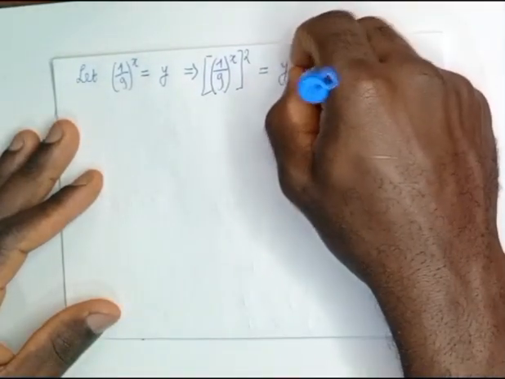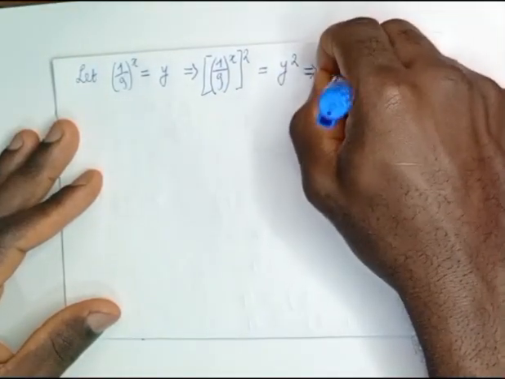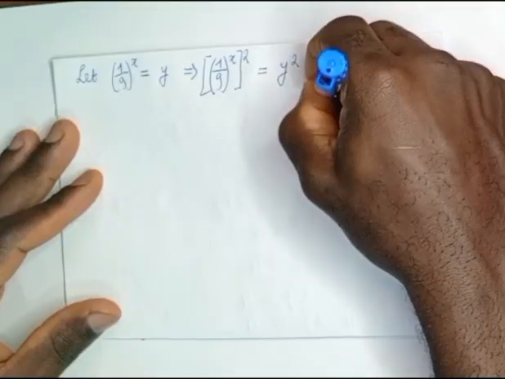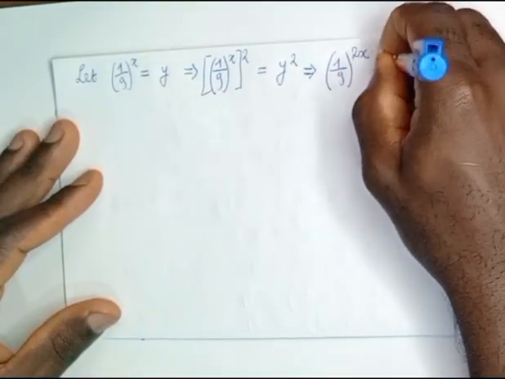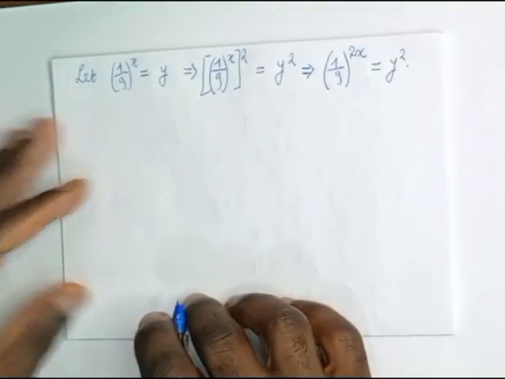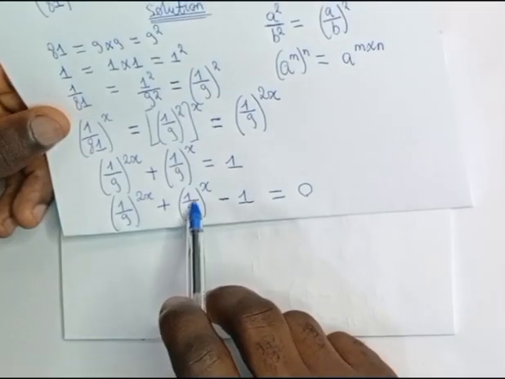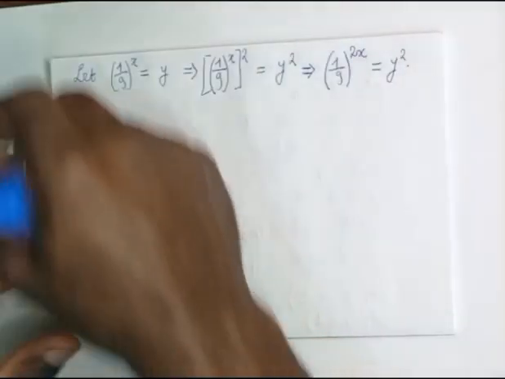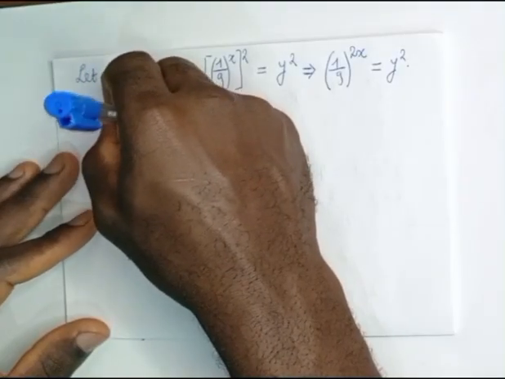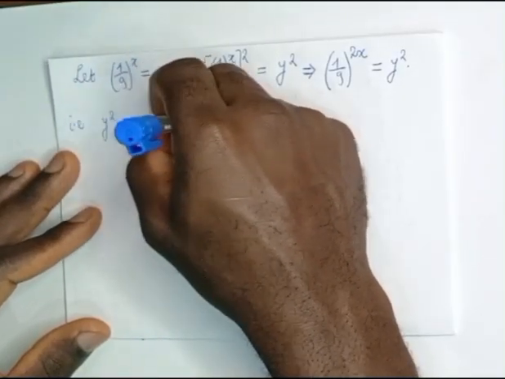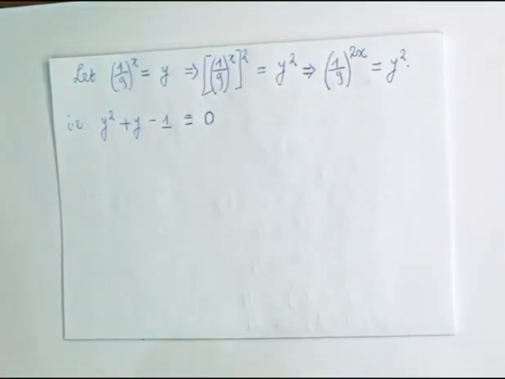And this will give us 1 over 9 raised to the power, we take x times 2, it gives us 2x, is equal to y squared. It simply means in this equation, we are going to replace this with y squared, and we'll replace this one with y. That gives us y squared plus y minus 1 is equal to 0, which is a quadratic equation.